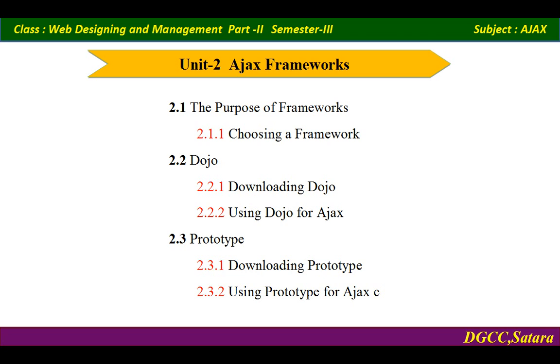Ajax is the set of web development techniques used by client-side framework and libraries to make asynchronous HTTP calls to the server. We know that a framework is an abstraction in which software providing generic functionality can be selectively changed by additional user written code. Let us discuss the first point in the Ajax framework, the purpose of framework, means which type of framework you have to choose.